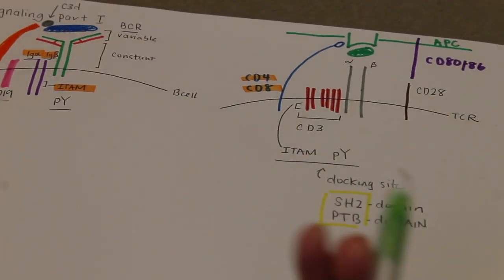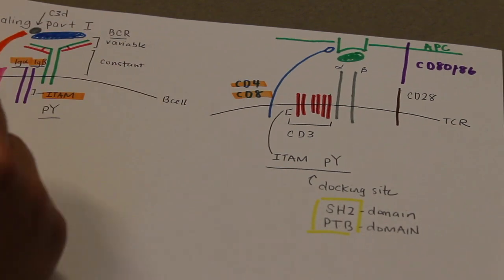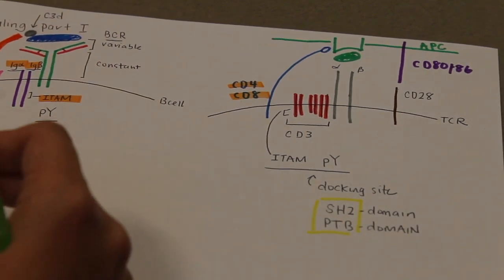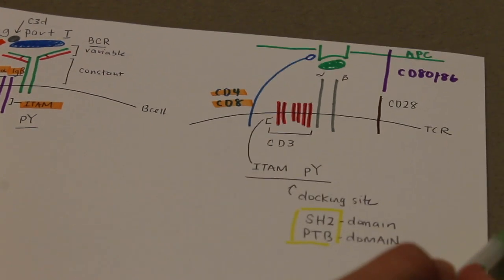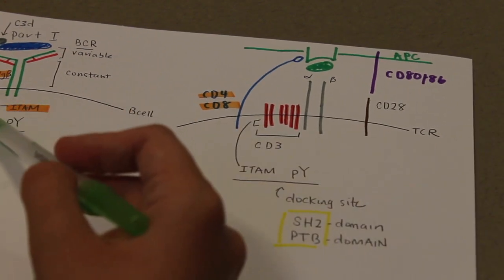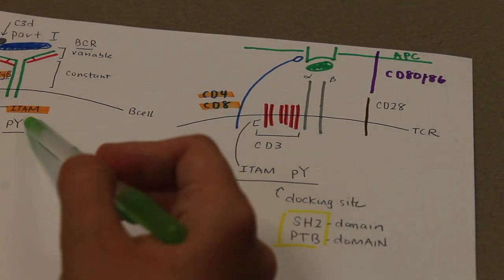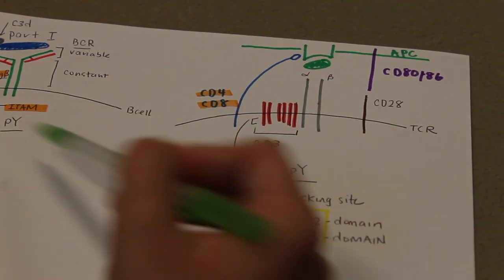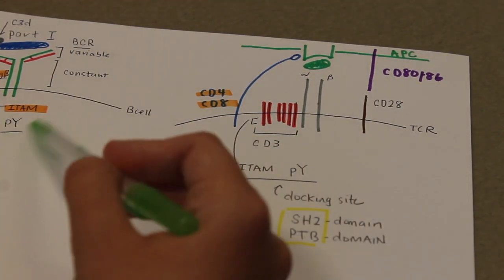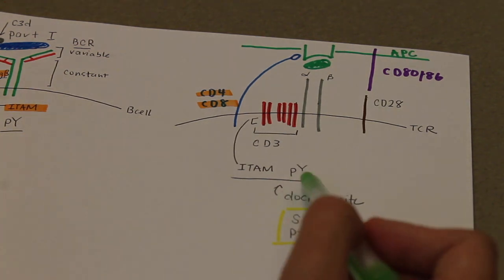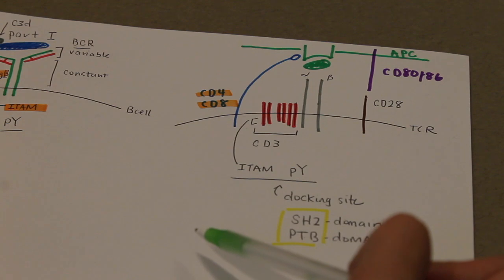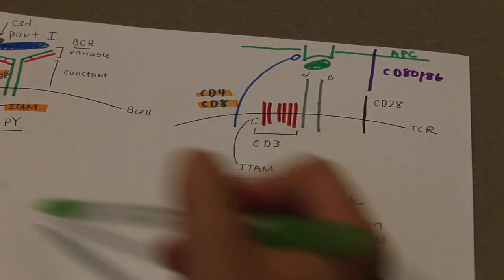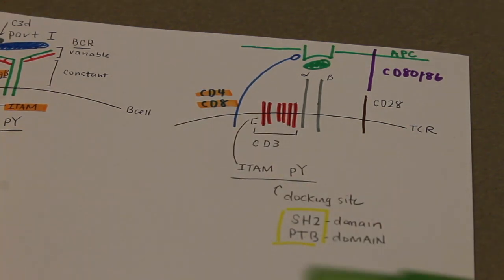To highlight this, in both cases we have a co-receptor that's increasing avidity. And in both cases, we have accessory proteins with these ITAM motifs, and the tyrosines in those motifs are going to get phosphorylated and serve as docking sites for proteins that are going to carry on this signal transduction pathway. I'll explain that in more detail in the next class.